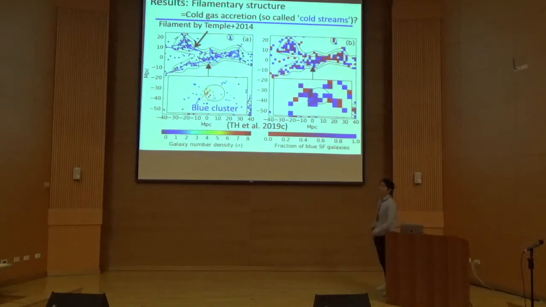At the same time, we also found that along this filamentary structure, this is a blue fraction map on the same area, the blue fraction is also high along this large-scale filamentary structure. So this indicates that probably there is a lot of gas along this filamentary structure. Then probably this gas is accreting onto the central blue cluster, which probably triggers the active star formation in the blue cluster. So this is the observational suggestion.